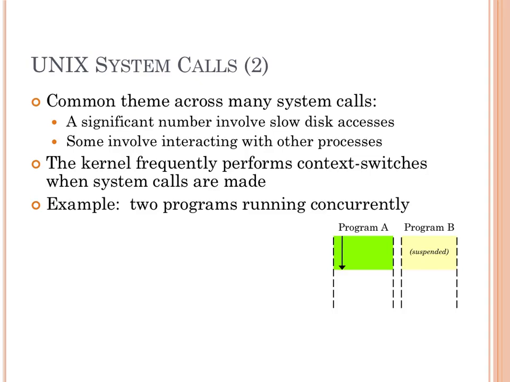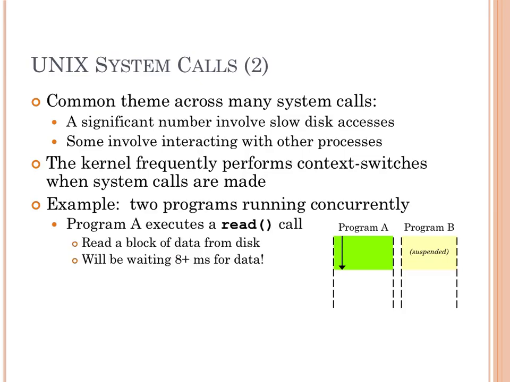Okay? So you have two programs running. They're running concurrently. Remember, that just means they have overlapping logical control flows. So program A is currently on the CPU. Program B is suspended somehow, and program A decides to read. Now it's waiting. Let's assume that the data is not in any operating system buffer and it's not anywhere else that we can get it really quickly. So now we're going to be waiting.